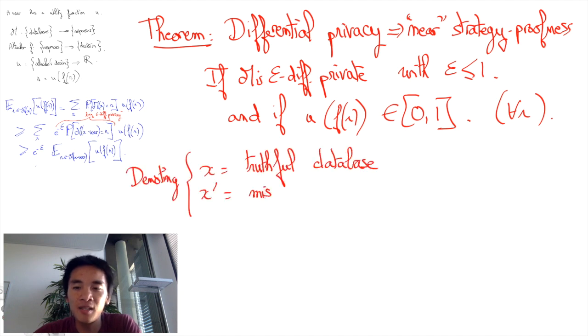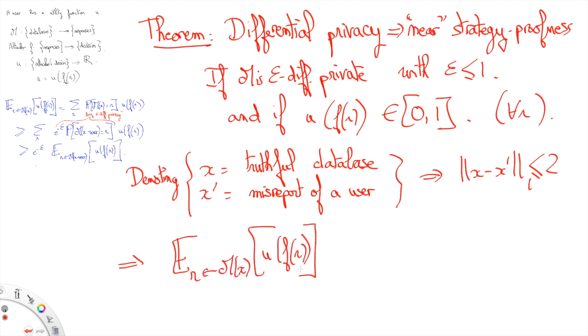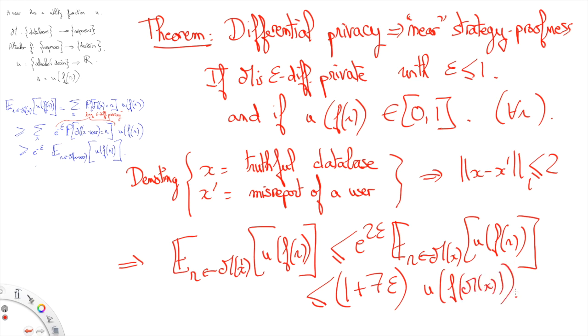database X prime at distance at most 2 from X, a similar computation as the one we did earlier shows that the expected utility of M(X prime) is going to be at most e to the 2 epsilon, so the 2 here corresponds to the distance between X and X prime, of the expectation of U(M(X)), which is at most, so we can use the fact that we have the inequality e to the x at most 1 plus 7x for x in [0, 2], and this allows us to bound the previous quantity by 1 plus 7 epsilon times the expected utility for M(X).